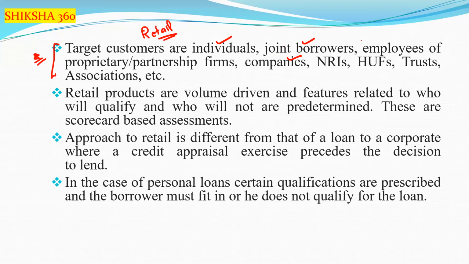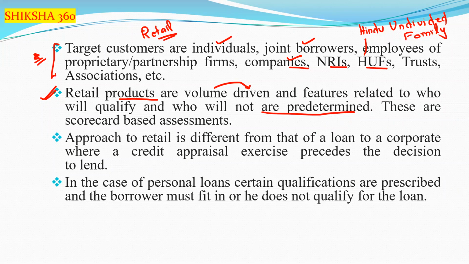Individuals, joint borrowers, employees of proprietary and partnership firms, companies, NRIs, HUFs, Hindu Undivided Family, trust associations, etc. This is very important for the examination point of view also. Retail products are volume driven, and the features related to who will qualify and who will not are predetermined. These are scorecard based assessments.